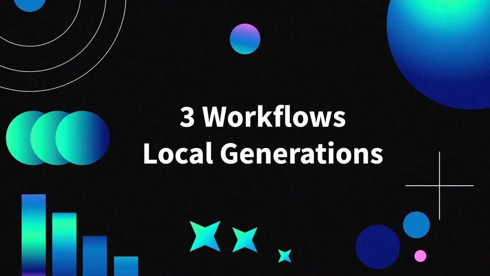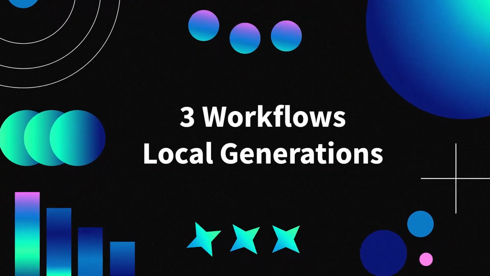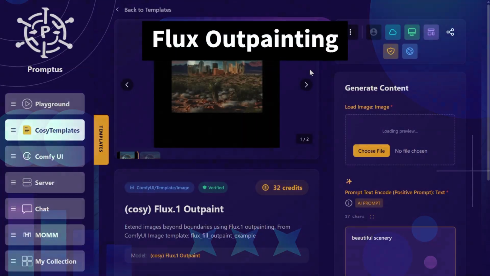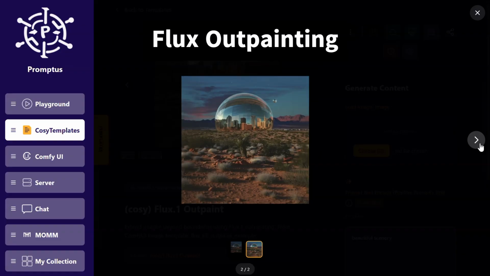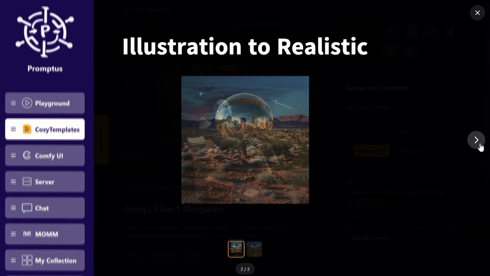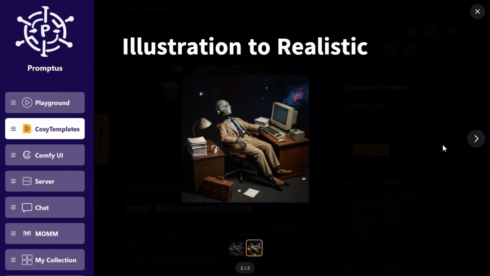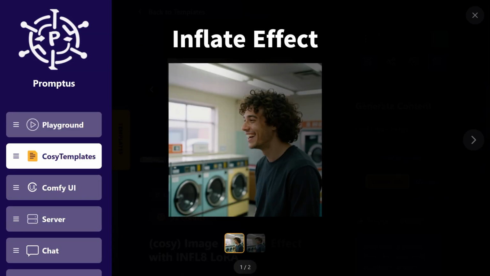Today we're covering 3 power user workflows that you can run locally with no cost per credit. The 3 workflows we're covering today are Flux Outpainting, Qwen's illustration-to-realism workflow, and our INFL8 LoRA workflow.